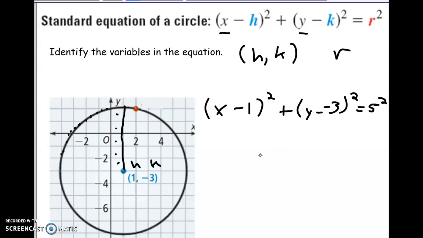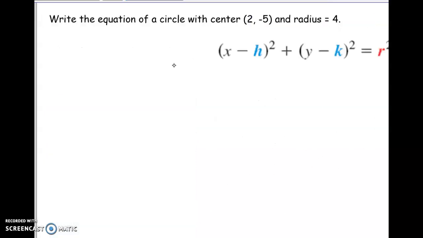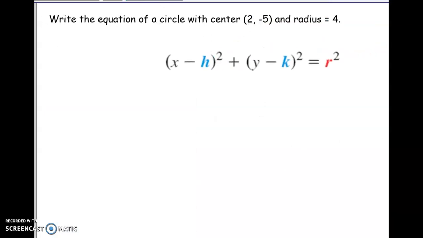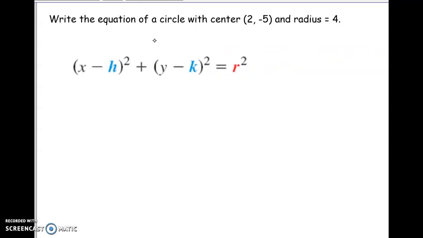Okay, and oftentimes they'll clean this up a little bit so that the minus negative is written as a plus, y plus 3 quantity squared, and then on this side you'll have r squared of 25. So the equation for the circle shown is this guy. All right, so one more for you to try here. So here's your little formula, and we've got center and radius 4, so just plug them in and see if you can get the right equation.